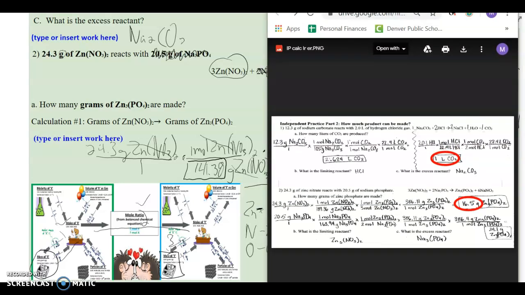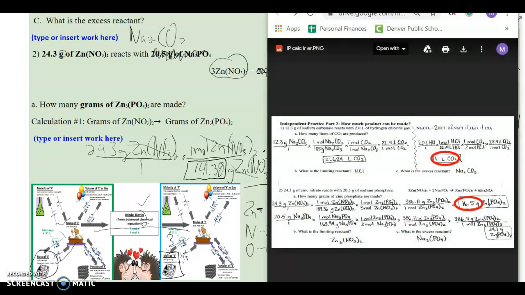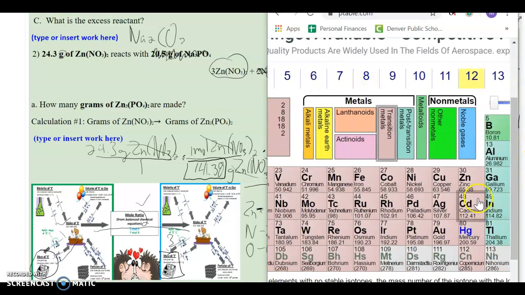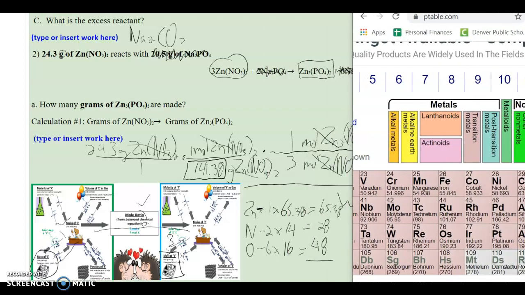The number we're going to be looking at is 141.38 for ZnN2O6. So, all right, I'm just going to double check my work. Zn, I have one of them and it's 65.38. Let me check. Here's my periodic table. Let me find Zn again. 65.38, and there's one of them. Am I confident with that? Yes.